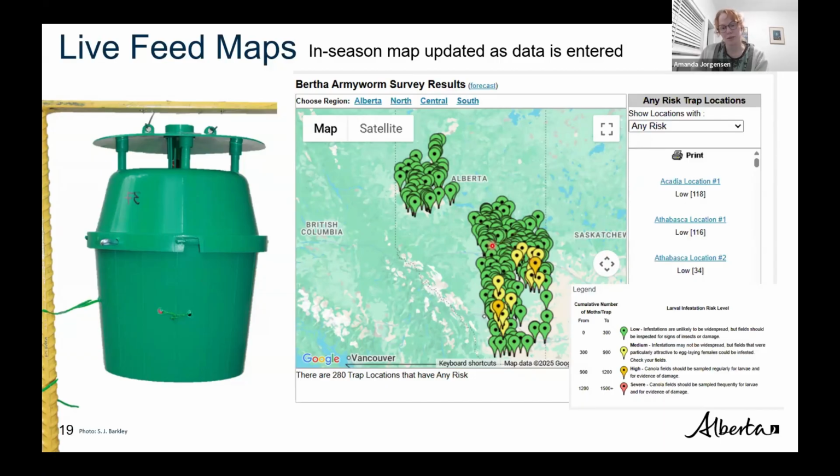All of the trap capture information gets uploaded as folks are putting it in. So you can take a look in season and watch these numbers climb as we get more moths captured over the course of the season. And it gives a bit of an early warning about what sort of Bertha armyworm issues we might face later on in the season.